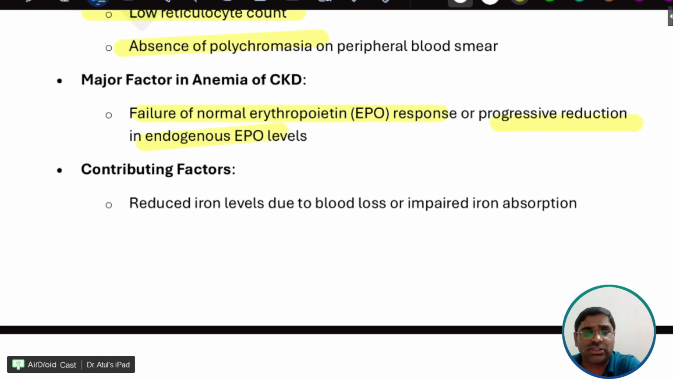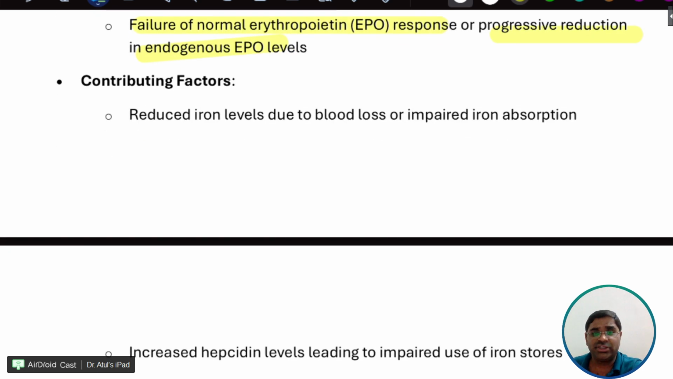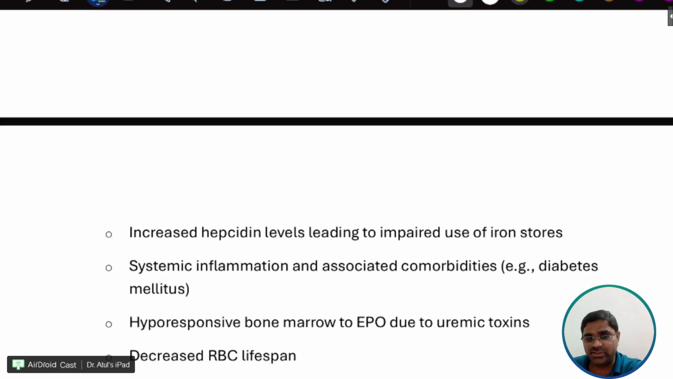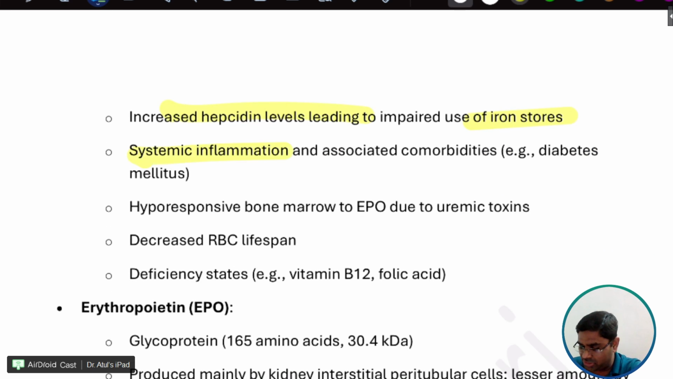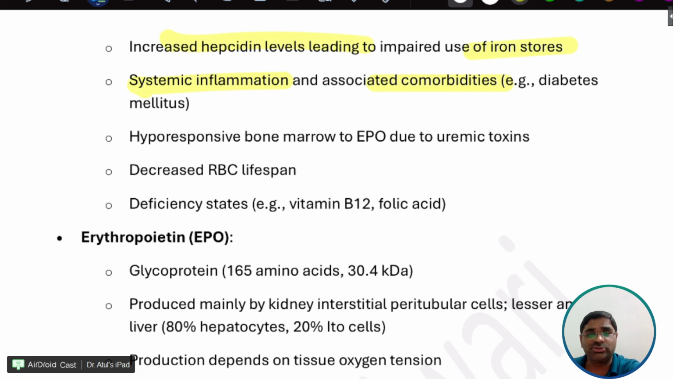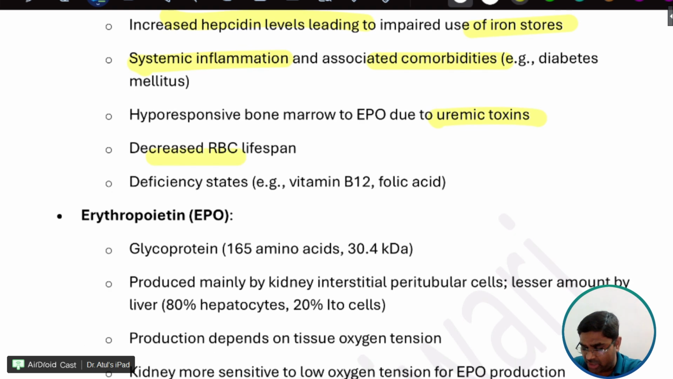There are certain contributing factors such as reduced iron level due to blood loss or impaired iron absorption, increased hepcidin levels which lead to impaired use of iron stores, systemic inflammation and associated comorbidities such as diabetes mellitus, hyporesponsive bone marrow to EPO due to uremic toxin, decreased RBC lifespan, and deficiency states such as vitamin B12 or folic acid deficiency. So these are the additional contributing factors which might lead to anemia in CKD patients.